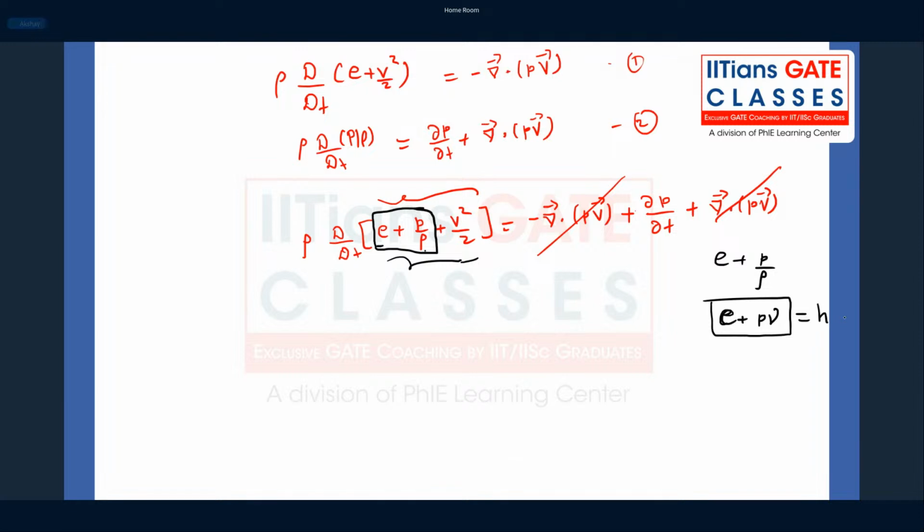Yes or no? Right? So now see what I am left with. Rho d by dt of h plus v square by 2 is equal to dou p by dou t. So now, if you can recall, whenever you defined a stagnation temperature or stagnation enthalpy, you defined h plus v square by 2 is equal to constant, or that is equal to h naught, right? Along a streamline or for a uniform flow, you defined it for like everywhere. The total temperature is constant or total enthalpy is constant. That is how you define, right?